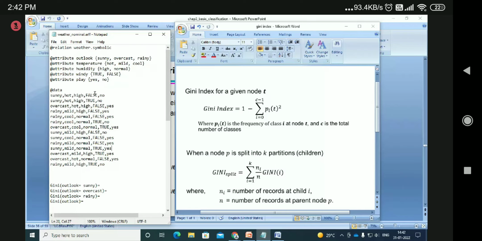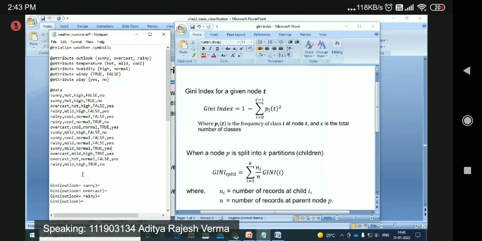Currently all these instances are present in the parent node. What is the probability of class no and what is the probability of class yes at the parent node? Simply answer the questions. How many instances are belonging to class no, and how many instances are belonging to class yes? Ma'am, 5 belongs to no, and 9 belongs to yes.